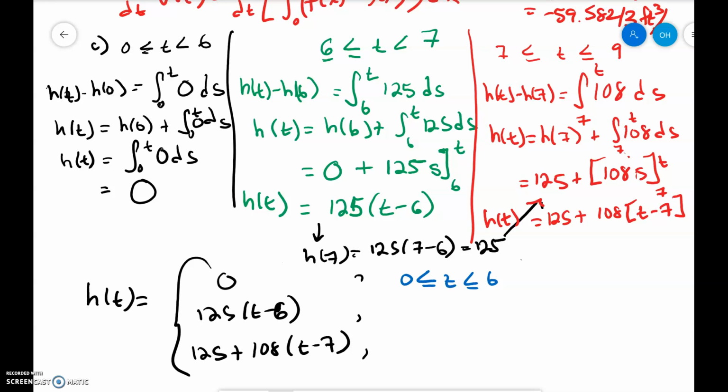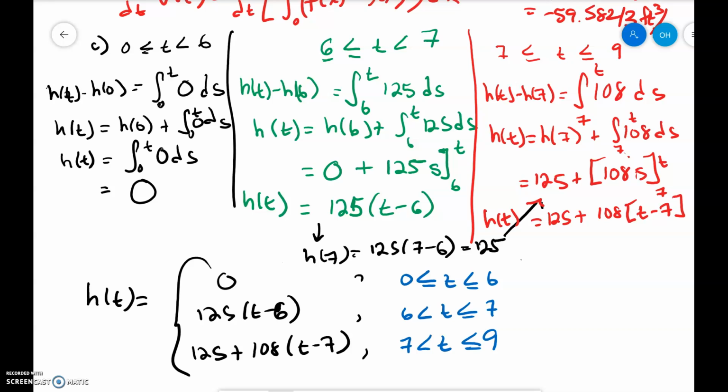And then this one, okay, it goes from after 6 up until 7, and then after 7 a.m., that's when we transition to the other equation, and that goes up to including 9 a.m. And that's your piecewise function.